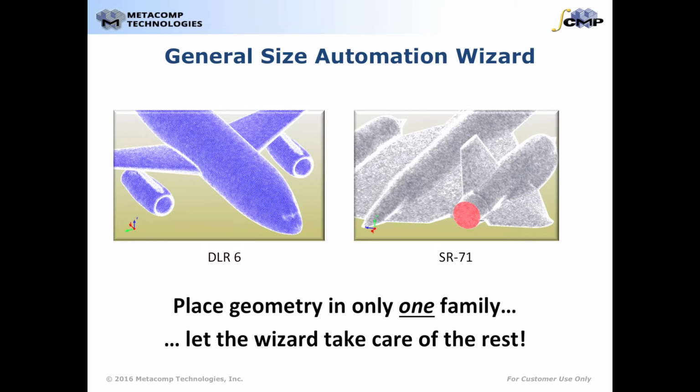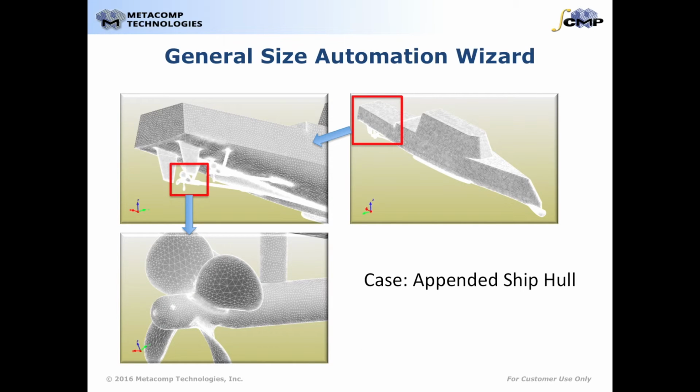The general size automation wizard also streamlines the setup by minimizing the number of families that a user needs to generate. For example, the need to specify families for mesh controls is minimized, and in fact, the user can place all of the geometry associated with a given boundary condition into one family and let the wizard take care of the rest. Here are some examples showcasing the capabilities of the general size automation wizard.